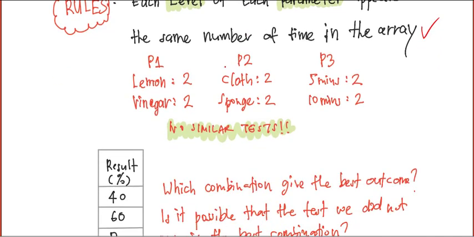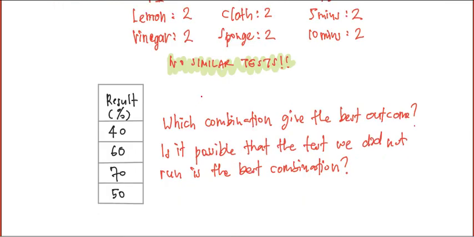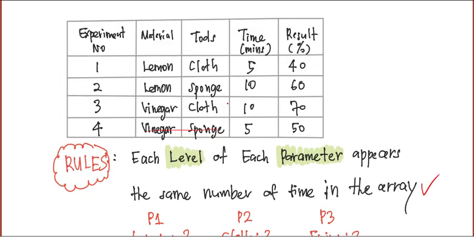Sometimes we may need to have some similar tests, but here, due to the low number of parameters and levels, we don't need that. Now, after we run the experiments, the results can be measured as well. Here in our experiment, the results are based on the satisfactory level of the person, for example, the cleanliness of the surface, the bathroom.